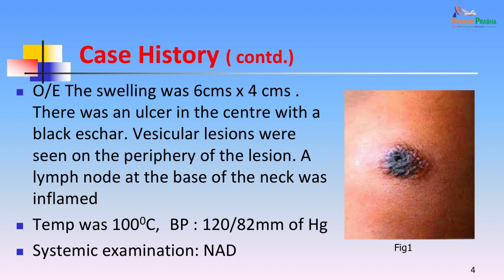On examination, the swelling was 6 centimeters by 4 centimeters. There was an ulcer in the center with a black eschar. Vesicular lesions were seen on the periphery of the lesion. A lymph node at the base of the neck was inflamed. The temperature of the patient was 100 degrees Fahrenheit. Pulse was 120 by 82. Systemic examination showed no abnormality.